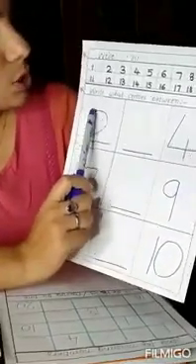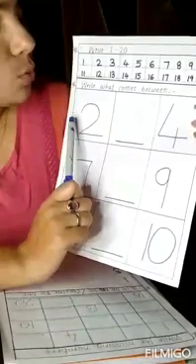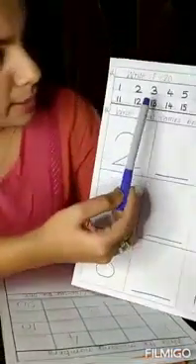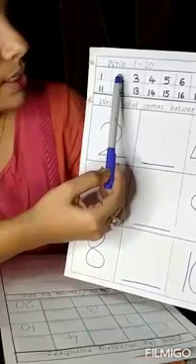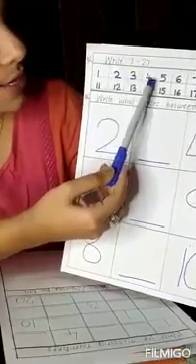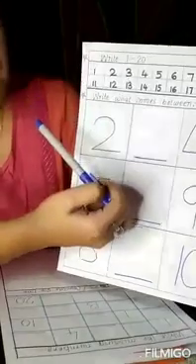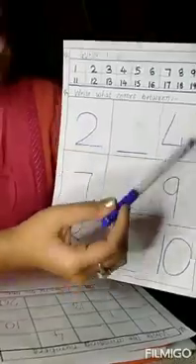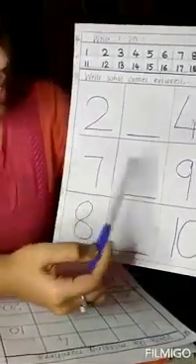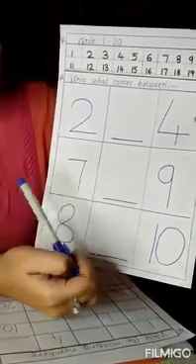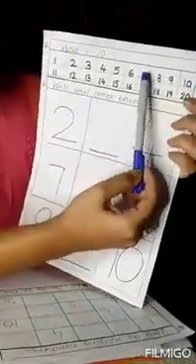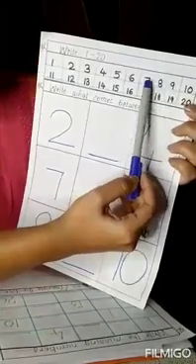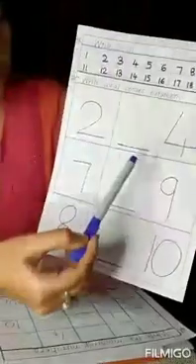So next one is 2 and 4. What comes between 2 and 4? Make the concept clear here. What comes in between 2 and 4? They will say 3. So make them write down 3 here. 2, 3, 4. Now next 7 and 9. What comes between 7 and 9? Again they can see here. They will say 8. They can write down 8 here. Again same thing here also.